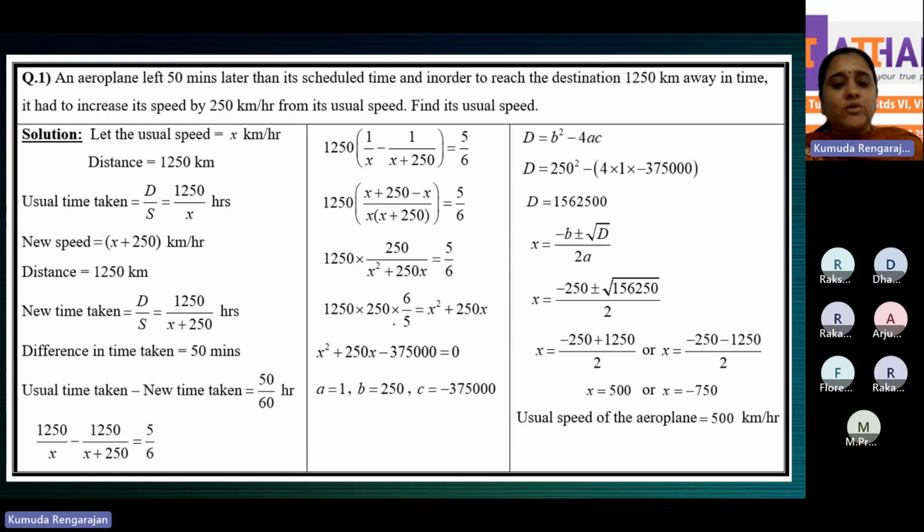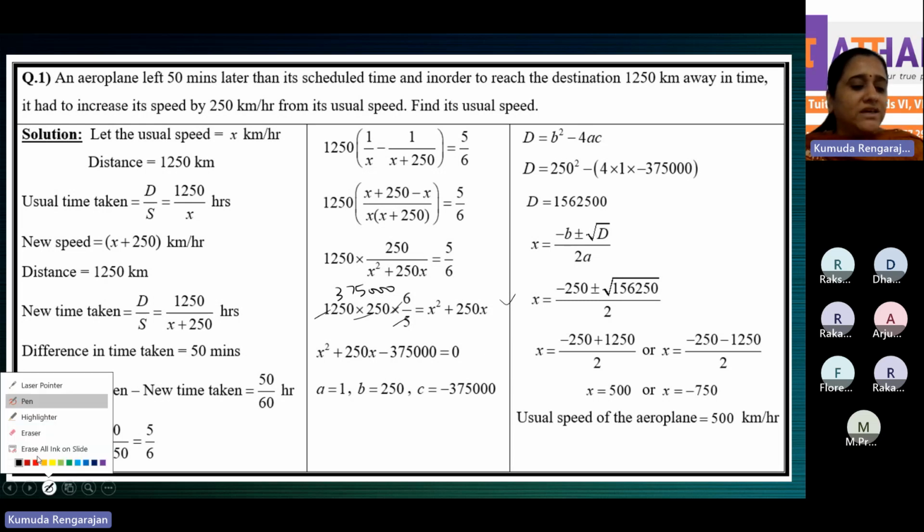Now simplify. When you cancel this, you simplify this. And then whatever answer I got here, I've transposed. And that's how I got the equation x squared plus 250x minus this number is equal to 0. Understood? When you simplify here, you get this number. And when you transpose it, you get minus 37500. On simplifying this, you get 37500. And when you bring this to this side, it will become minus 37500 is equal to 0.